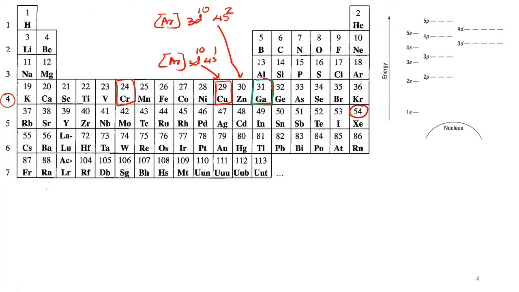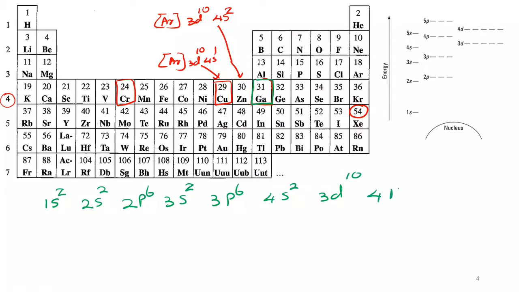The expanded electron configuration can be written as 1s2, 2s2, 2p6, 3s2, 3p6, 4s2, 3d10, and 4p1. And you can see I have written these things in the filling order.